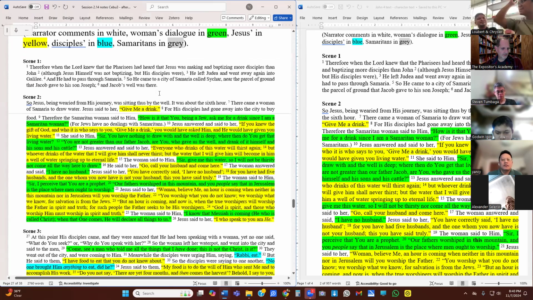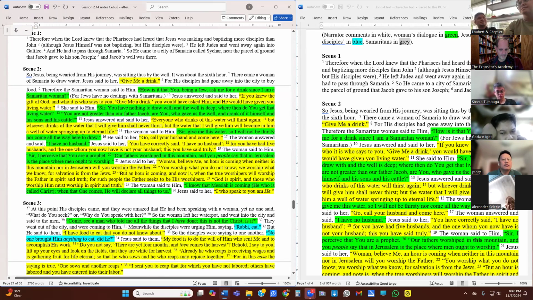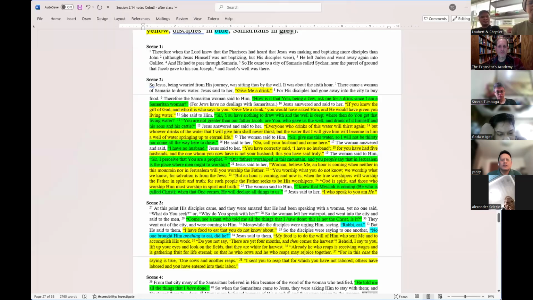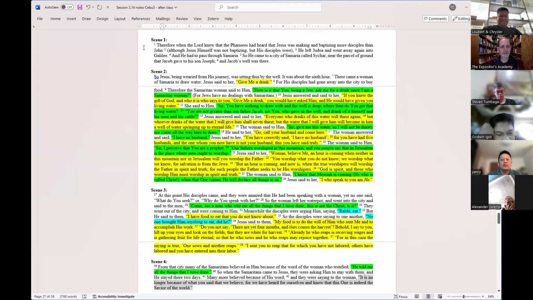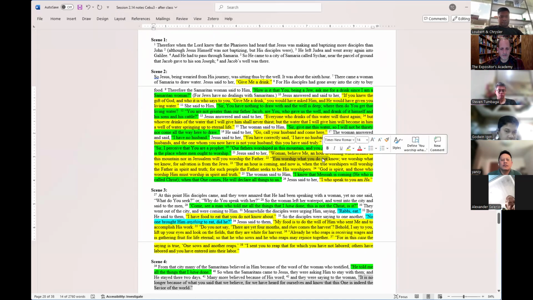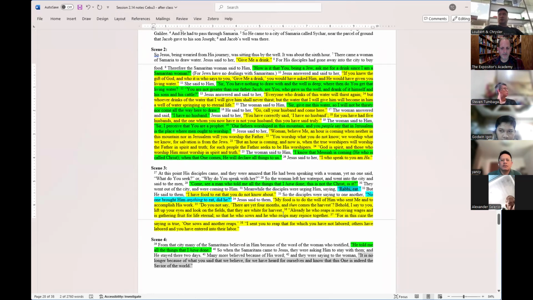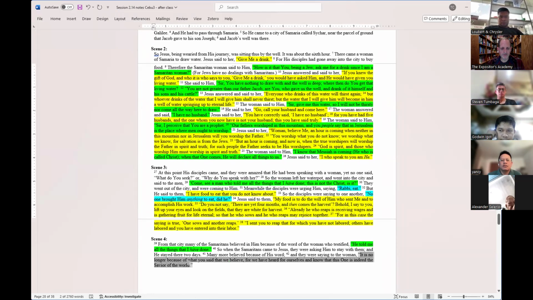highlight, let's see, and I'll show on the left first here. This is the story as a whole. And what I've done is I've highlighted each character. So the non-highlighted text is the narrator. The green is the Samaritan woman. The yellow is Jesus, his dialogue, what he says. And then the blue is the disciples. And then the gray at the end here is the Samaritans.